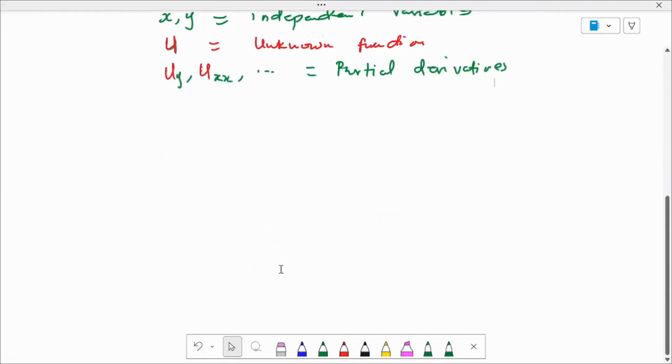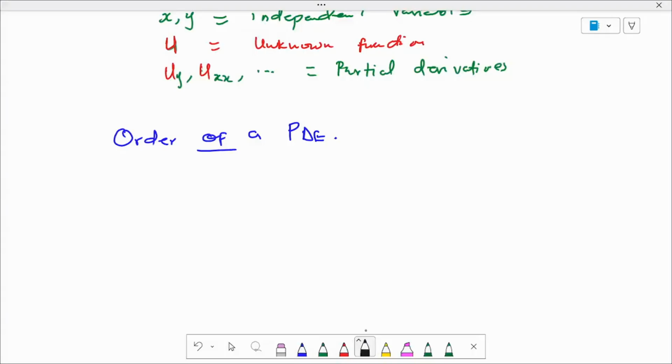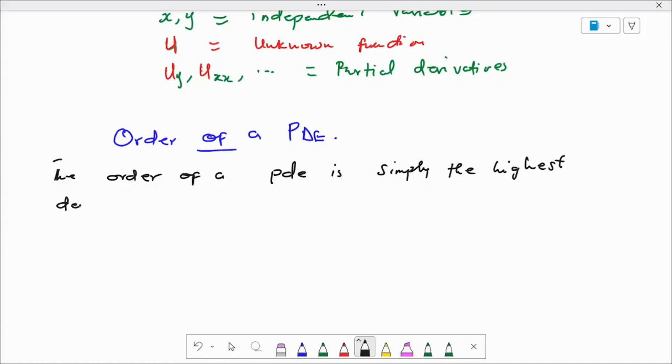Now let's talk about the order of a partial differential equation. We define the order as simply the highest derivative that appears in the equation. So the order of a PDE is simply the highest derivative that appears in the equation. That is the definition for the order of a partial differential equation.